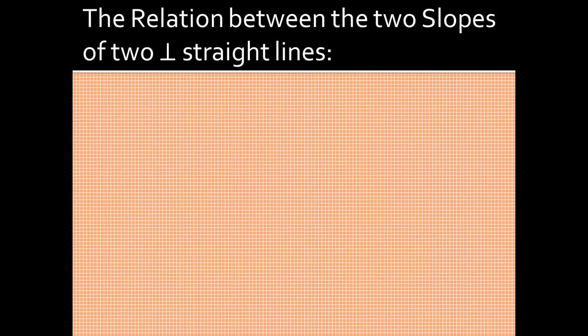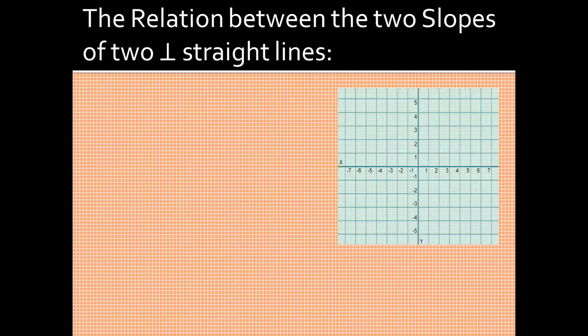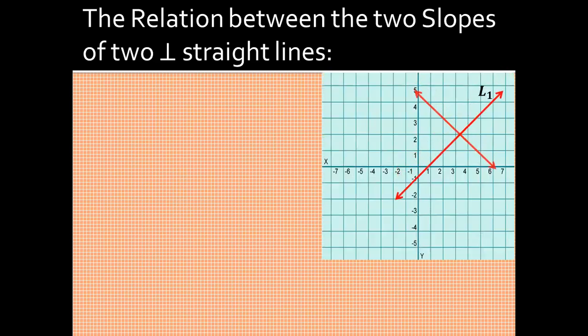The relation between the slopes of two perpendicular straight lines. If we have two straight lines, L1 and L2, that are perpendicular, L1 perpendicular to L2, we can deduce that if we find the slope of the first straight line and the slope of the second straight line and take the product of them, the result is going to be -1. It doesn't change.